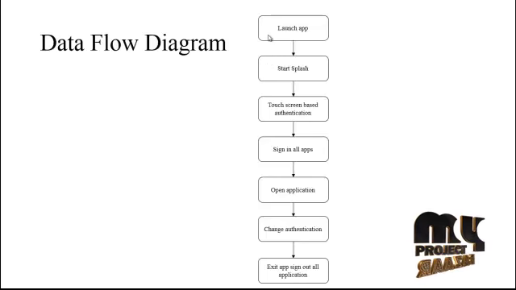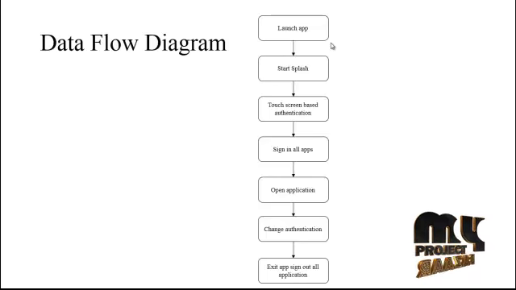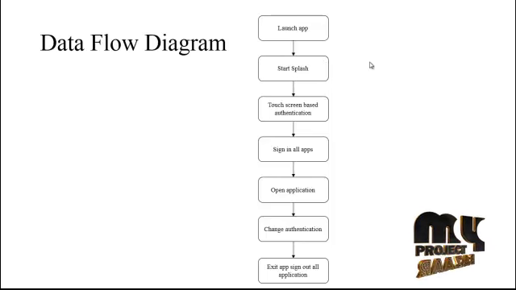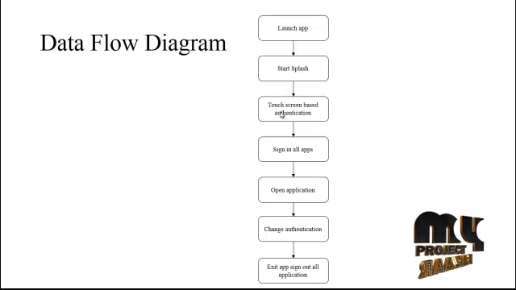In the data flow diagram, it mentions the launching of the application. In the launch of the application, it takes our application from our mobile, and after that the start splash. In the start splash, it shows the home screen to make the decoration of the certain login page to prevent unwanted activity. After that, the touchscreen-based authentication.